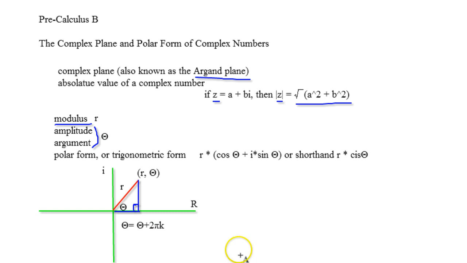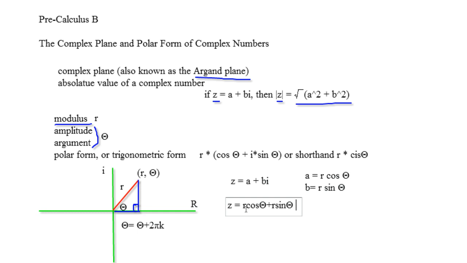And we're going to prove it real fast by setting up the formula. So z equals a plus bi. That is our rectangular form. But we can also replace a with r cosine of theta, and we can replace b with r sine of theta. And so this becomes z equals r cosine of theta plus r sine of theta times i.